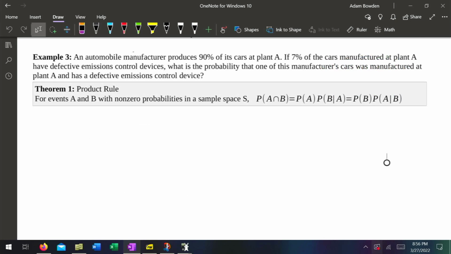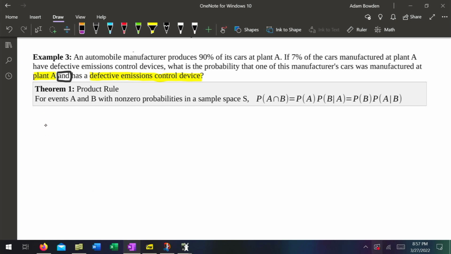For example 3, we're dealing with a car manufacturer which produces 90% of its cars at plant A. If 7% of the cars manufactured at plant A have defective emissions control devices, what is the probability that one of this manufacturer's cars was manufactured at plant A and has a defective emissions control device? So let's highlight the words here. Plant A and has a defective emissions control device is what we're looking for here.